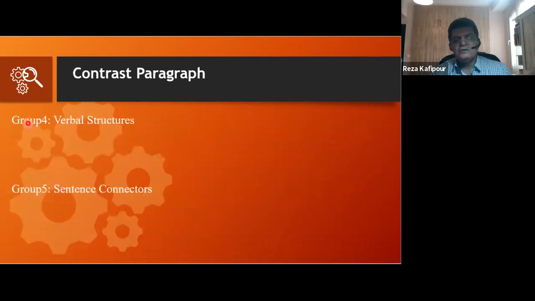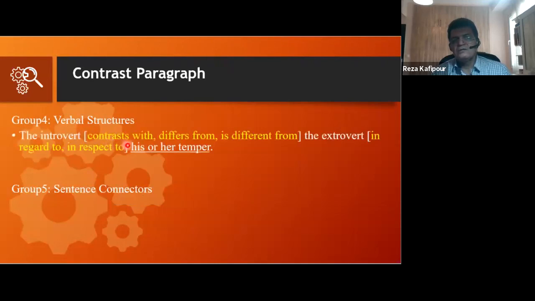So the fourth group is the use of verb or predicate structure, or verbal structure. So verbs such as "contrast with", "differ from", or "to be different from" are used to show differences, you know. So we may say in this way, the introvert contrasts with the extrovert in regard to or in respect to his or her temper. So pay attention to this point.